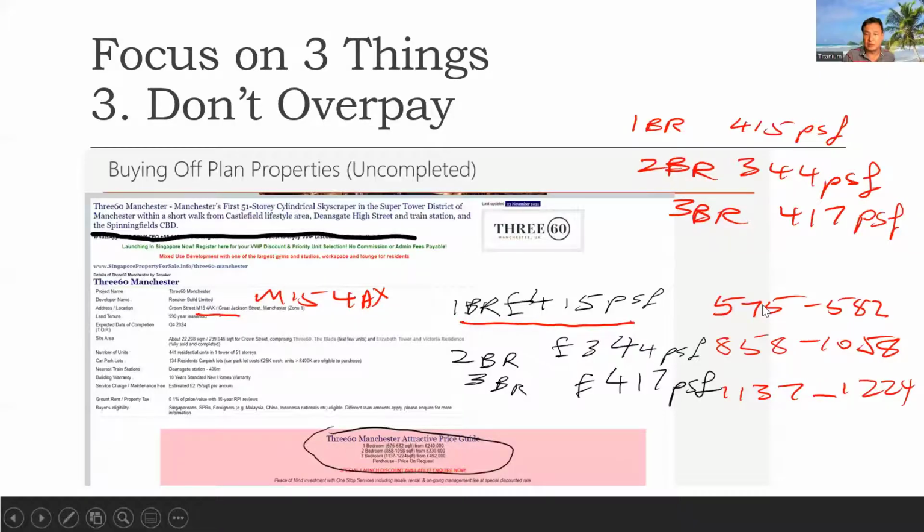So when you see this, 1 bedroom is 575 to 582 square feet, 2 bedroom is 858 to 1058, 3 bedroom is 1137 to 1224. Guess what type of bedrooms you should buy? Okay, 1 bed to 2 bed is usually the worst. These are all what the investors buy.